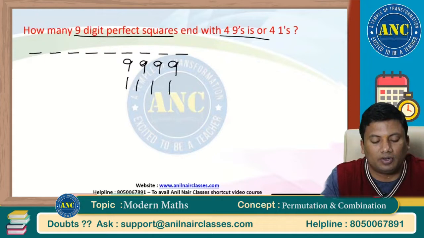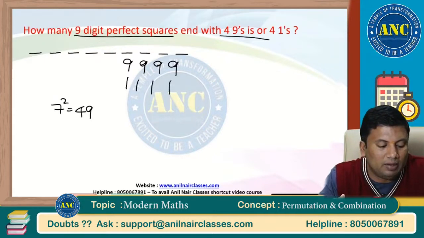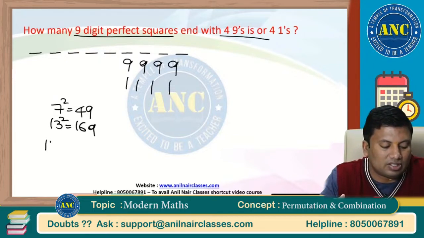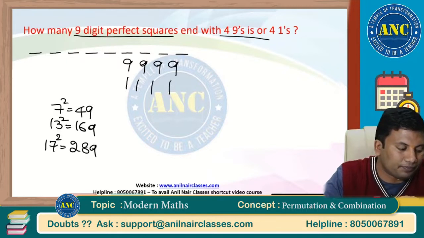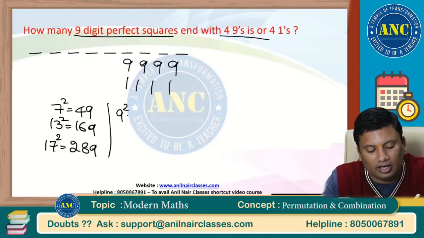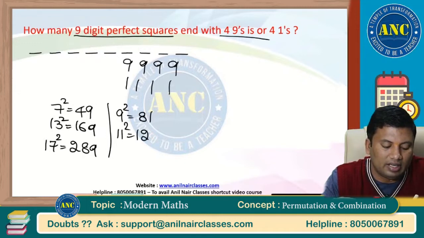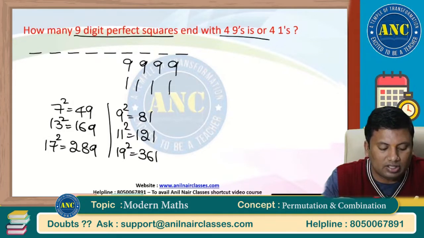Any perfect square ending with 9: 13 squared is 169, 17 squared is 289. Similarly, 9 squared is 81, 11 squared is 121, 19 squared is 361.